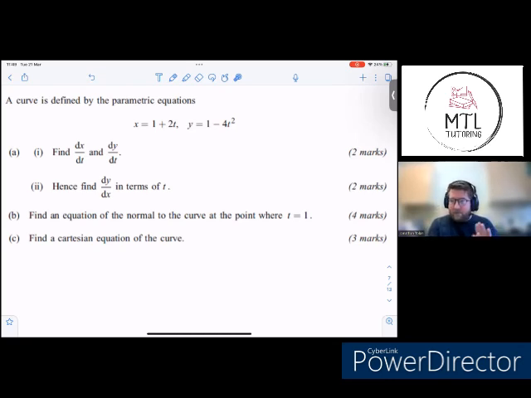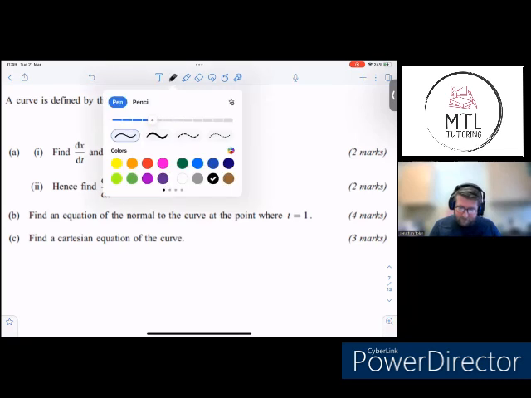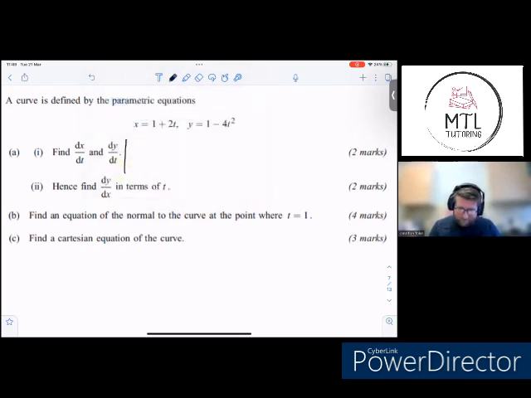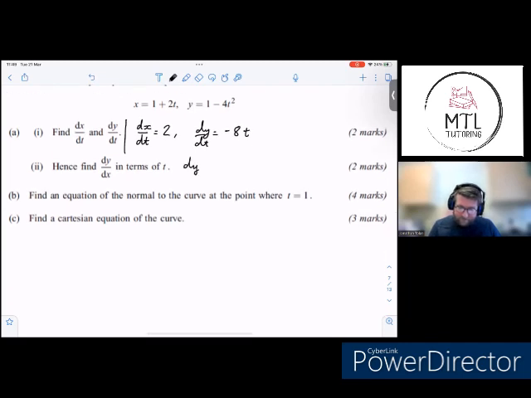Examiners, again quite rightly, could expect you to just be able to find dy by dx without that hint at the start. Okay, so for part A, I'm just going to write it at the side here. So dx by dt equals 2. dy by dt equals minus 8t. Okay. So dy by dx is the dy divided by the dx.